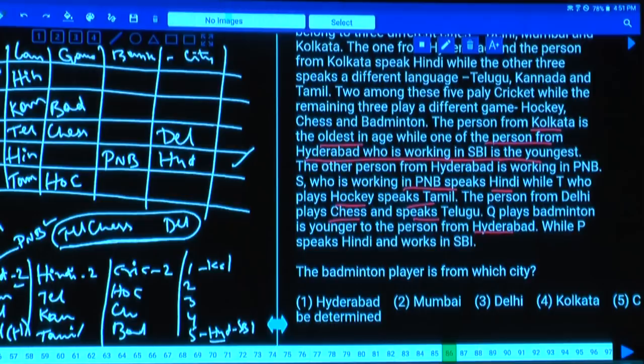Who are those two persons? One is from SBI, isn't it? One is from SBI, and who is the other here? The other person.